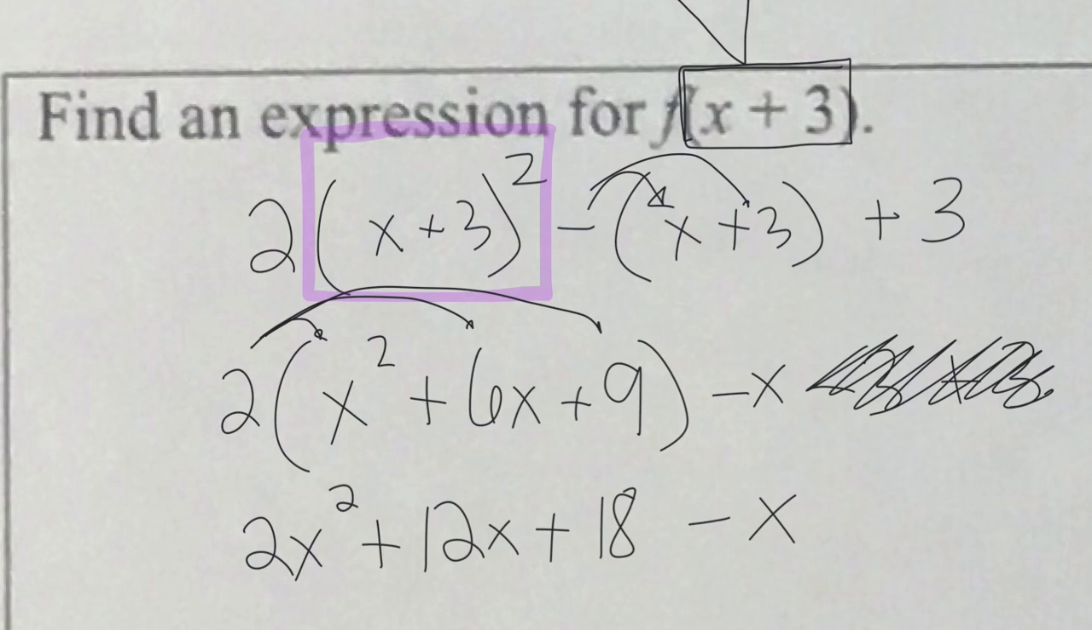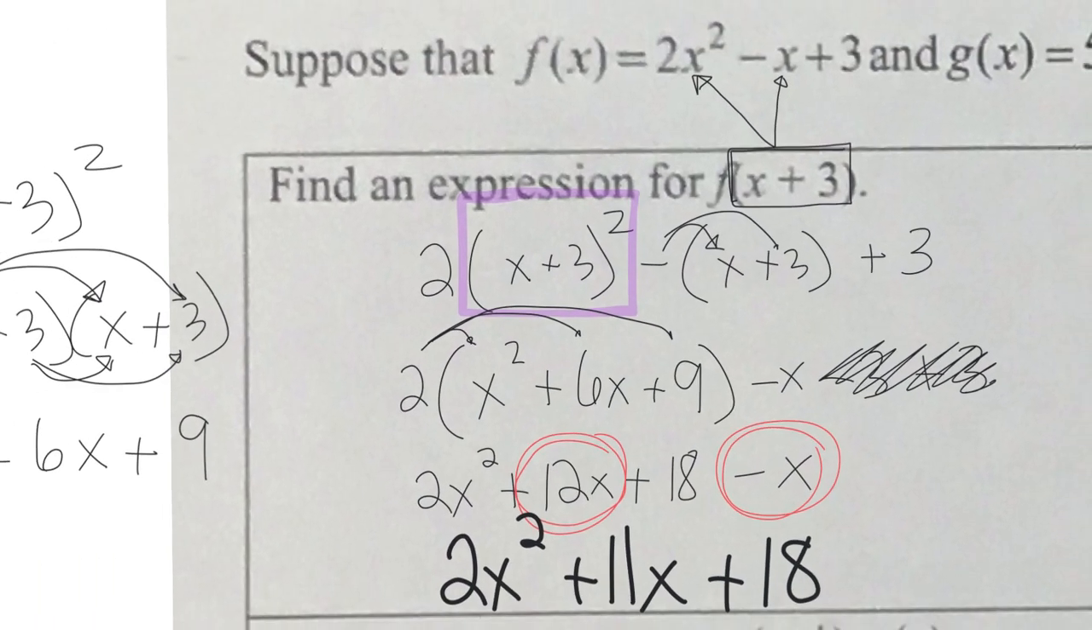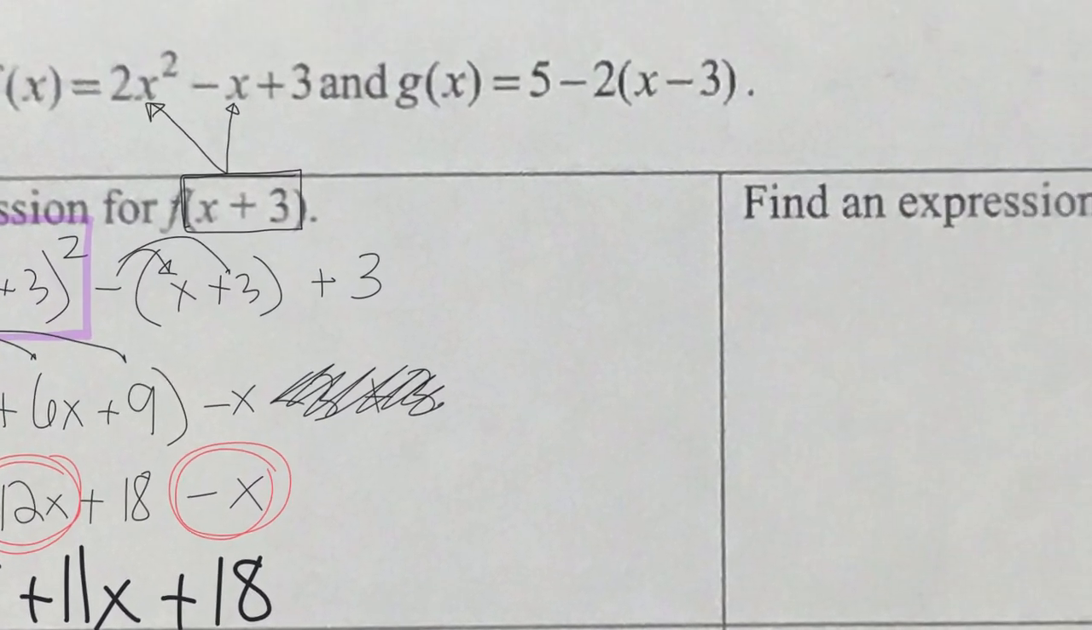And now we have some like terms. 12x and minus x is 11x. So our final answer is 2x squared plus 11x plus 18. There is a lot of algebra in there, a lot of simplifying, a lot of combining like terms and distributing, doing all of that wonderful stuff step by step. It's meticulous, which is details, and is kind of annoying sometimes, but it is how we do this.